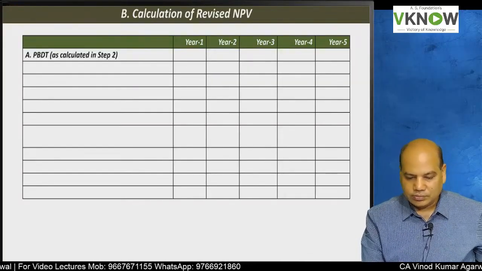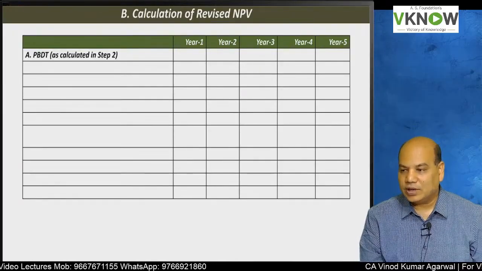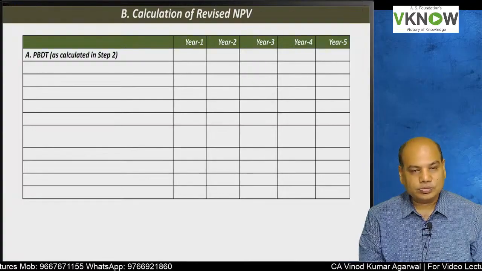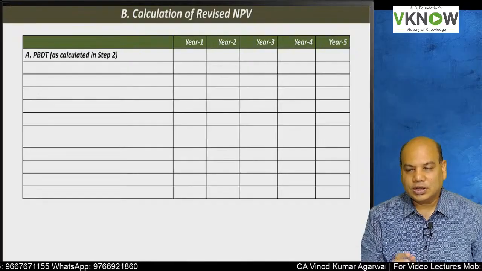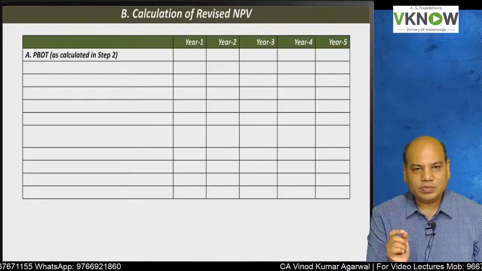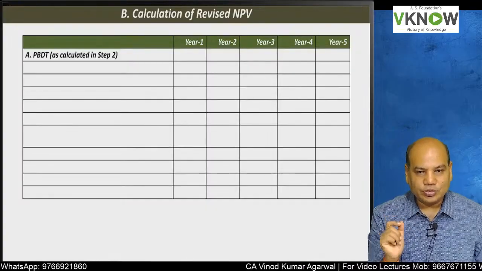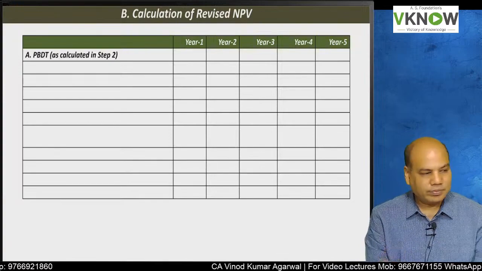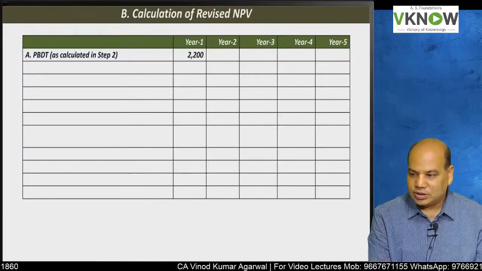Then you write down PBDT, as calculated in step 2. Go to step 2. Right now we are in step 4. Selling price is same, variable cost is same, contribution is same, quantity sold is same. Therefore, fixed cost is same, therefore contribution, therefore PBT will be same.